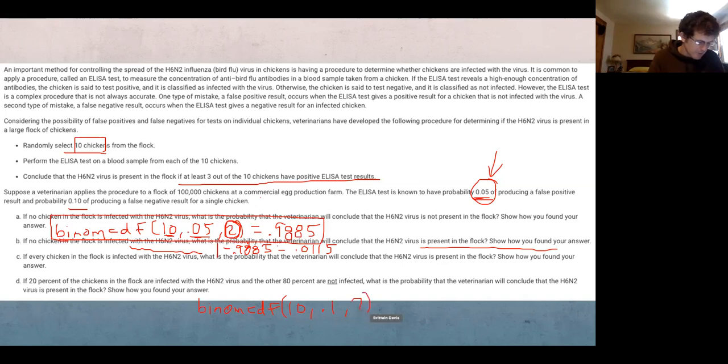Because at that point, 1 minus that. So this right here represents the probability of getting anywhere from 0 to 7 false negatives, in which case they're still going to determine that there's virus in the flock. If we get 8 or more, then they're going to conclude that there's not. So this is one way of calculating it. Can anyone think of a different way of calculating it?